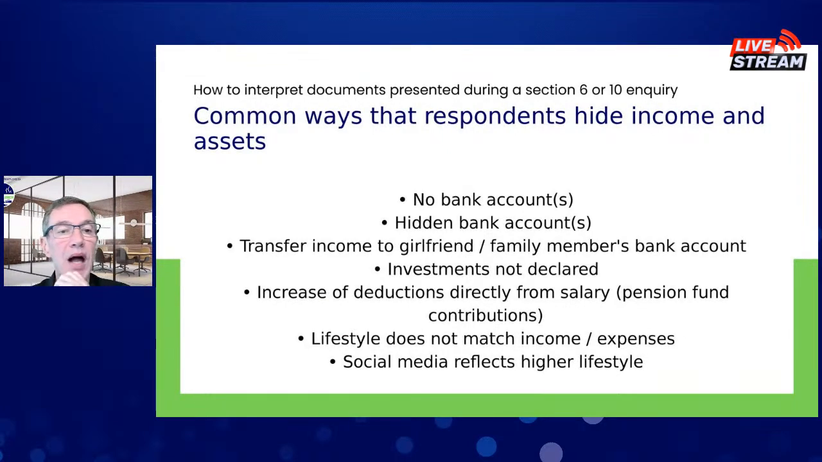Common ways that people hide the documents or hide their income or assets would be that they don't give bank accounts, or they just say that they don't have bank accounts, or they hide the bank accounts, or the income gets paid into a different bank account, the bank account of the girlfriend or the other family member, or the investments. They conveniently forget that they've got 500,000 Rand in a Liberty or an Old Mutual investment somewhere, from a previous pension fund or something like that. They conveniently forget that.